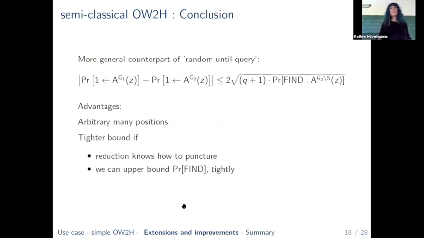In conclusion, we have now seen a more general counterpart of random oracle reprogramming that has several advantages. First one is that we can reprogram on arbitrarily many positions. And the second one is that we get a tighter bound if the reduction knows how to puncture, and we can upper bound the probability of find tightly.